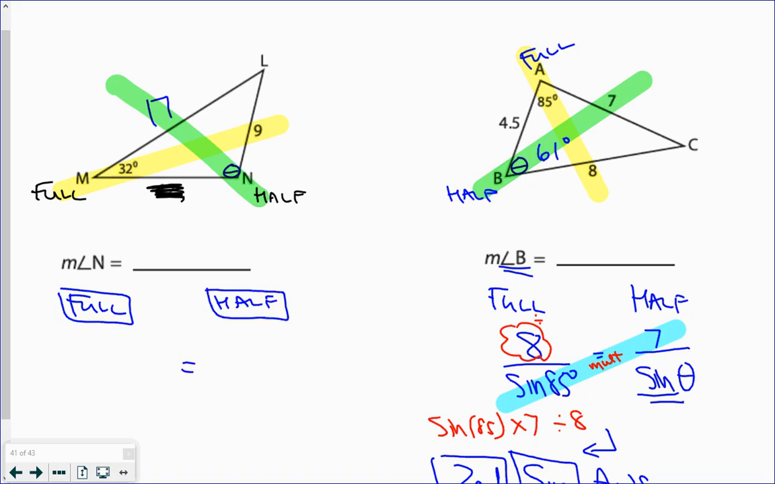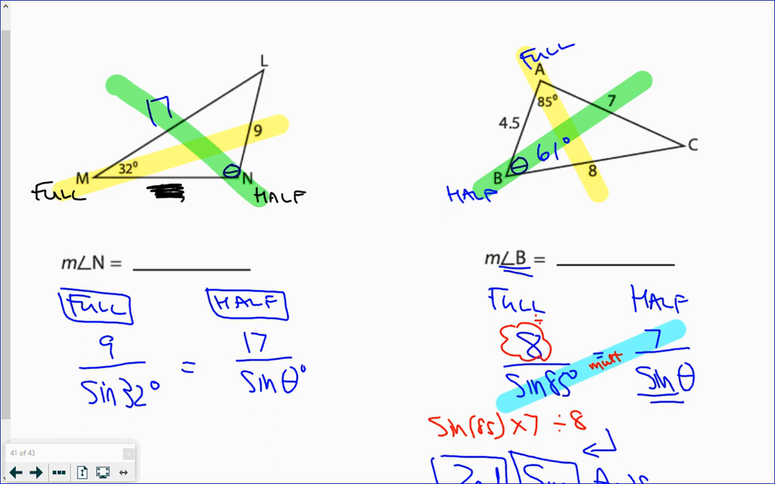Your full set is 9 and 32. Your half set is 17 and theta. The way I originally had the question with the 12 and not the 17, it is doable, but you have to do 2 steps instead of 1. So that's why we're not going to do it. What you would do is, even though I'm asking for this corner, you'd actually find this one instead. Like you'd find this half set.